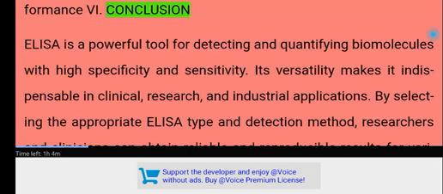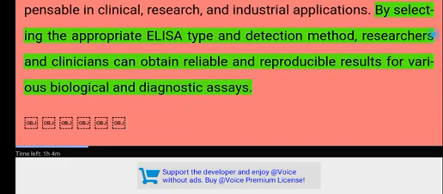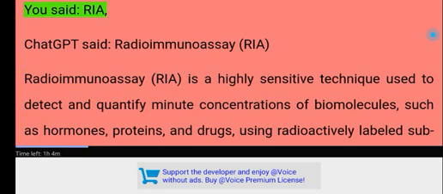V. Conclusion. ELISA is a powerful tool for detecting and quantifying biomolecules with high specificity and sensitivity. Its versatility makes it indispensable in clinical, research, and industrial applications. By selecting the appropriate ELISA type and detection method, researchers and clinicians can obtain reliable and reproducible results for various biological and diagnostic assays.